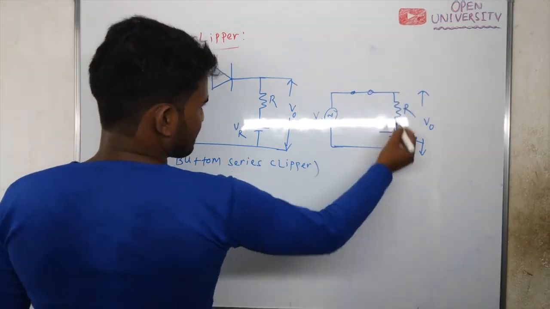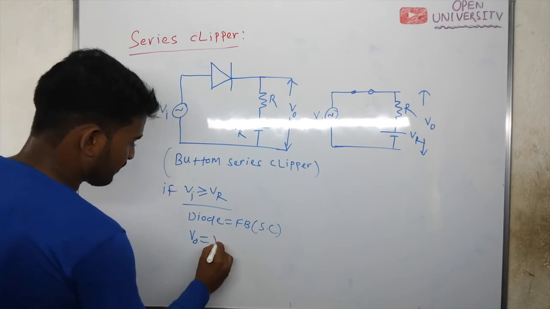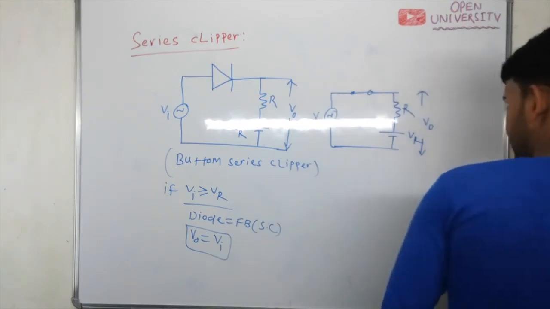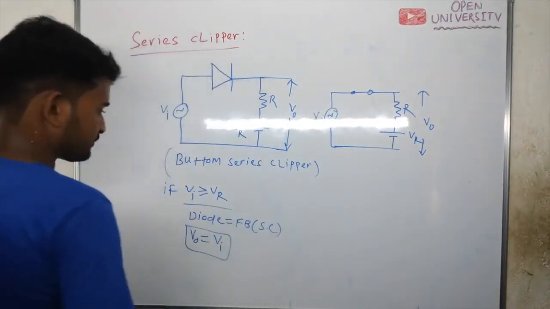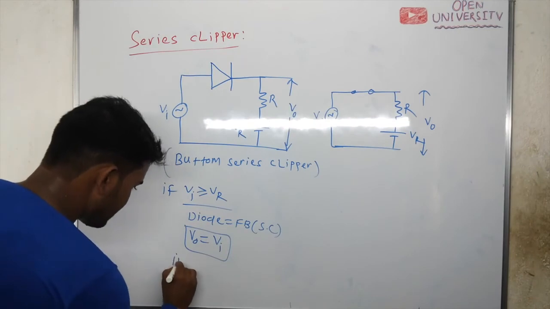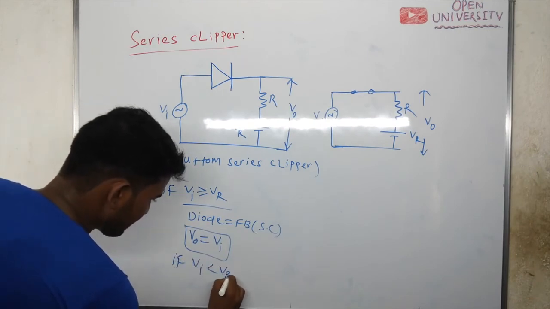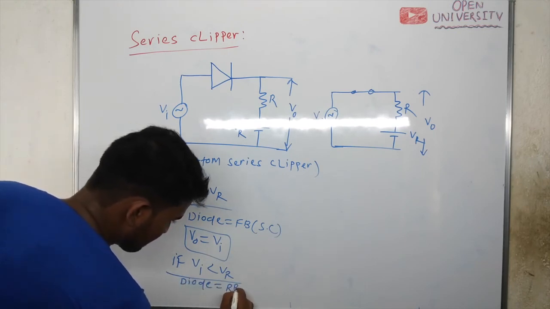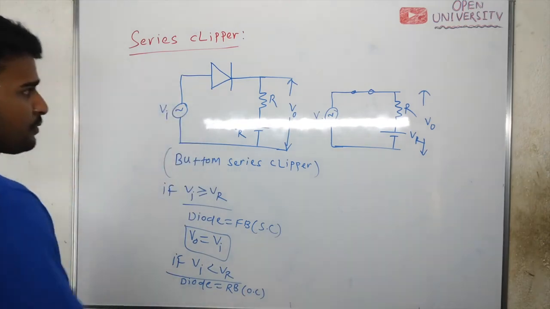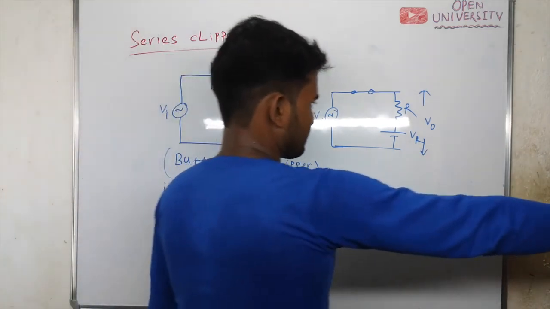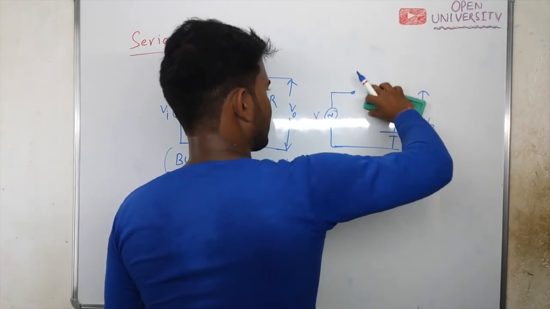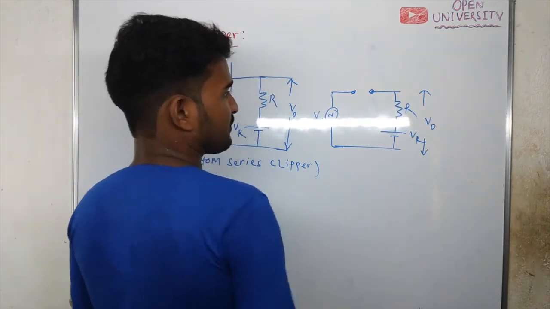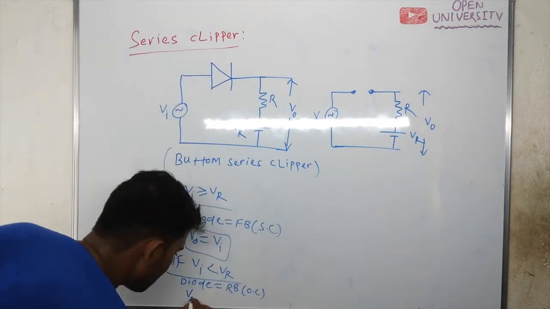Then what is the output voltage? V0 equals Vi. The same input will appear across the output. So V0 equals Vi. And if Vi is less than VR, then the diode will be reverse biased and open circuit. If you open circuit the diode, then what will be the output voltage? Output voltage will be equal to VR. So V0 equals VR.